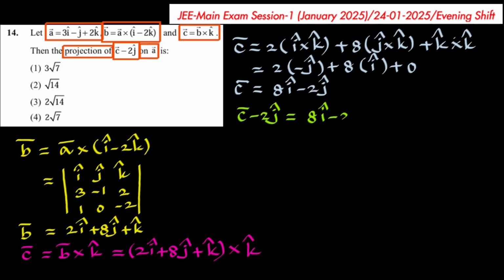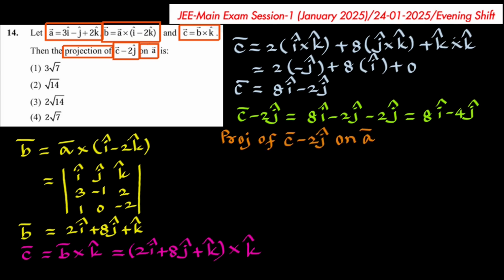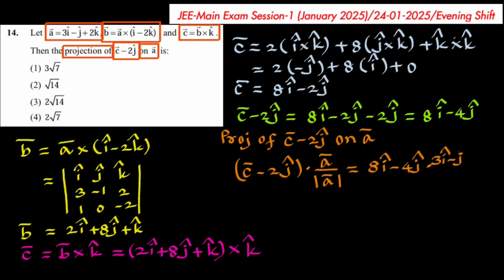8 i cap minus 2 j cap minus 2 j cap will be 8 i cap minus 4 j cap. We have to find the projection of c bar minus 2 j cap on a bar. That will be (c bar minus 2 j cap) dot a bar upon mod a bar. (8 i cap minus 4 j cap) into (3 i cap minus j cap plus 2 k cap) upon square root of 9 plus 1 plus 4.